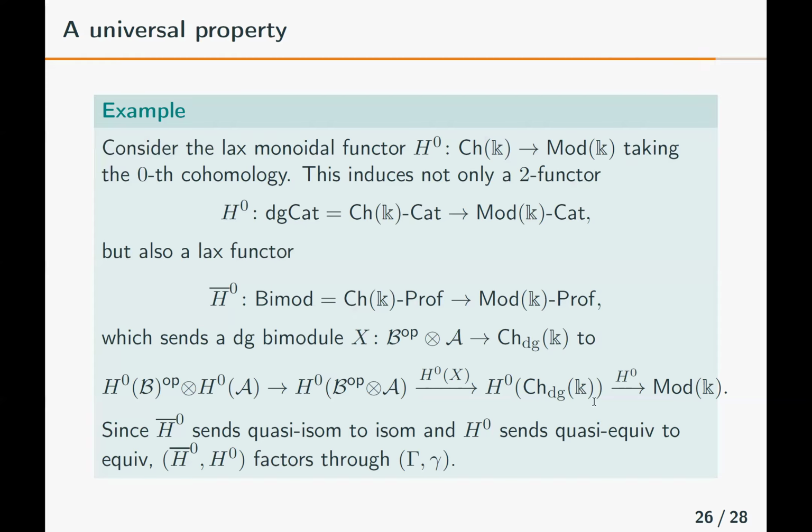Then the Lax functor H bar 0 sends quasi-isomorphism cells to isomorphism cells, and the two-functor H0 sends quasi-equivalence to equivalence. Therefore, the pair H bar 0 and H0 factors through capital gamma and small gamma. So in particular, we have a two-functor from the bimod RQR to the two-category of K-linear categories.